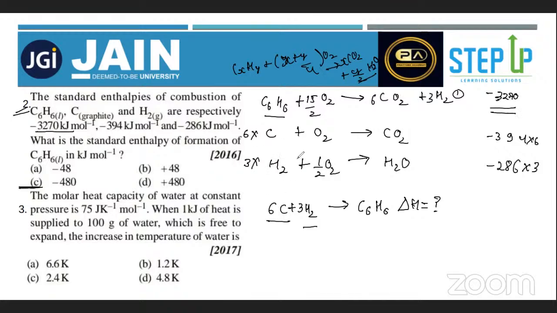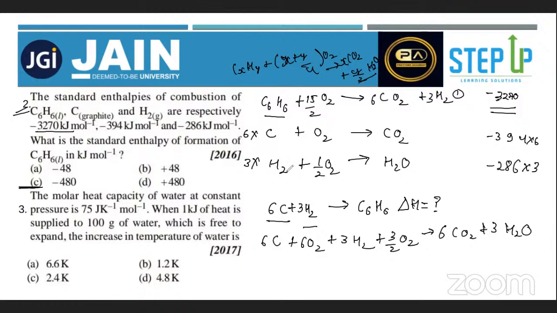If I'm trying to find the equation for this, basically what I'll get here is C6 plus 6O2 for this one. All the reactant side I'm writing first. For equation number 2, I have 3H2 plus 3 by 2 O2, which gives me 6CO2 plus 3H2O. This is what I have. So you can see that in this equation, if you add 6 O2 and 3 by 2 O2, it will become 15 by 2 O2.